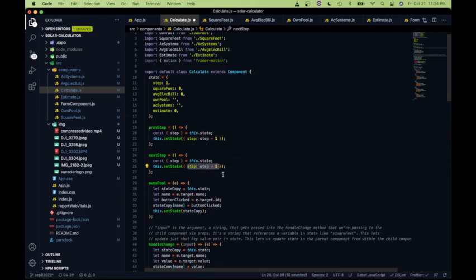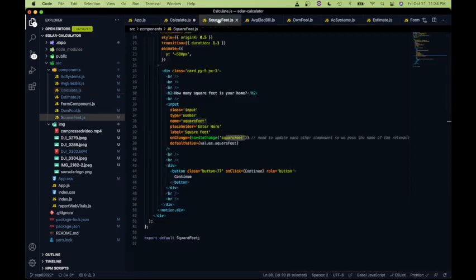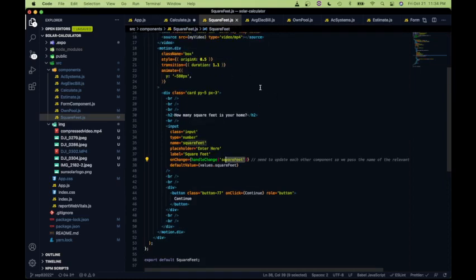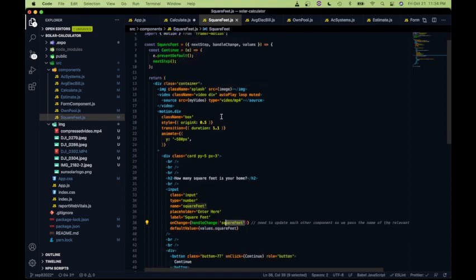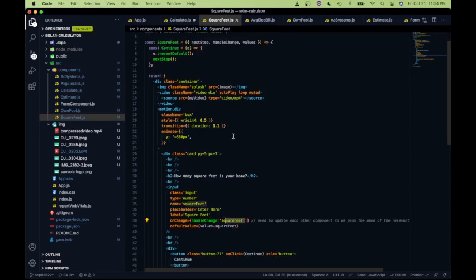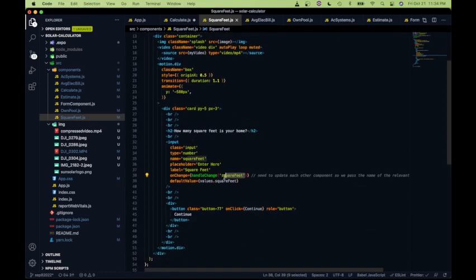When it gets invoked, it takes this step plus 1, which gives this number a plus 1, which then takes us to our next component. Let's take a look at one of these in square feet. I have my video, which I'm importing here, and I have motion.div. I'm using this really cool Framer Motion API, which gives us those animations you saw on the cards. And down here is my input.